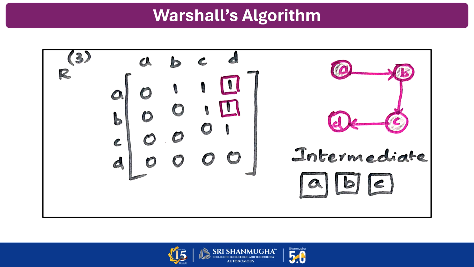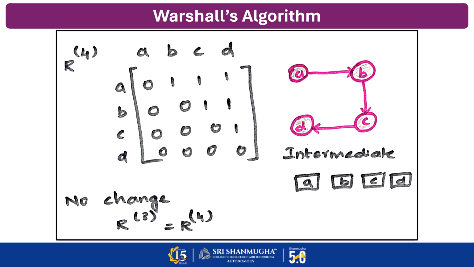So from R0, there is no change in R1, but there is one change in R2, because here the intermediate elements are A and B. So through A and B means there is a connection for A to C. Okay? Now let us construct the third matrix, that is R3.